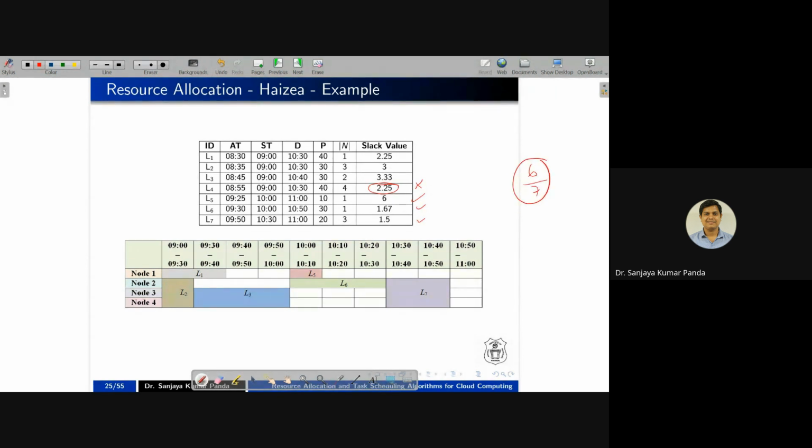You can implement this algorithm in any programming language, but in order to fit the cloud computing environment, you have to implement it in CloudSim. Otherwise, you can simply create an array in any programming language, and finally you can assign and see how many leases are going to be accepted.